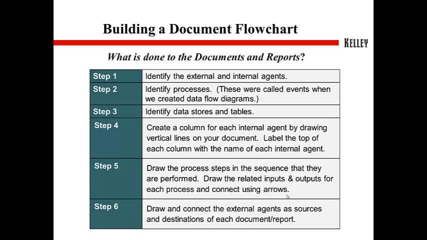Here are the steps on how to create a document flowchart, and I'll read through these briefly. Step number 1, identify the external and the internal agents. Step number 2, identify the processes. Step number 3, identify the data stores and the tables and the files. Step number 4, create a column for each internal agent by drawing vertical lines down our piece of paper and then labeling the top of each column. Step number 5, draw the process steps in the sequence that they're performed on your diagram, and then also for each process, draw in the related inputs and the outputs. Step number 6, draw and connect the external agents, and these are sources and destinations for each document.